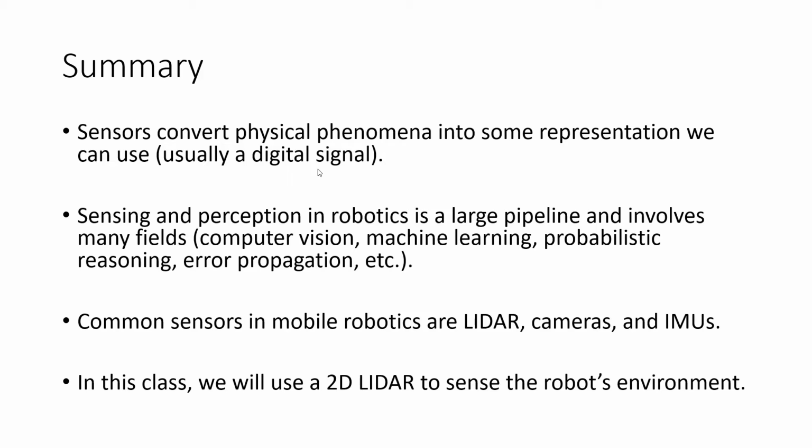Sensing and perception in robotics is a pretty large pipeline, and it involves many different fields, like computer vision and machine learning. We're not going to be able to talk about how all these fields come into play in this class, but as you continue in the curriculum here, you'll probably take some classes that touch on all of these. The most common sensors in robotics are LiDARs, cameras, and IMUs. And in this class, we're going to use a 2D LiDAR to sense the robot's environment. Because it's 2D, that means the laser is only being rotated about one axis, so it's returning that one single scan of the environment and not a full point cloud.